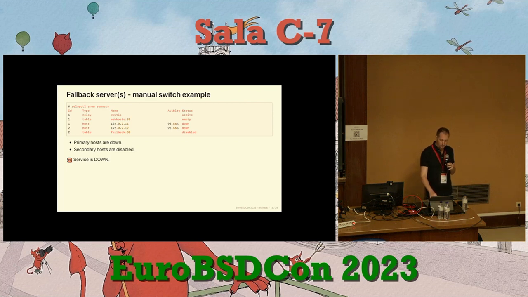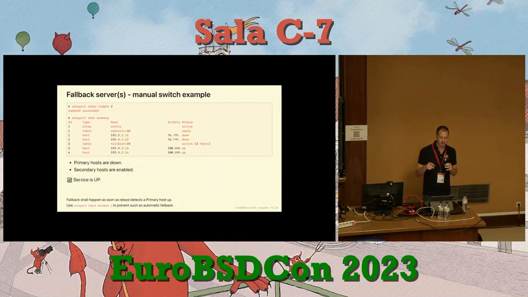What you will have to do to re-enable the service and switch back to the fallback servers is run a command like relayctl control table enable two. The table two is the fallback table. And what happens now is that the table becomes active, the two servers get checked, and if they are up and running, now the requests go to those servers. And what this means is that now your service is back again.